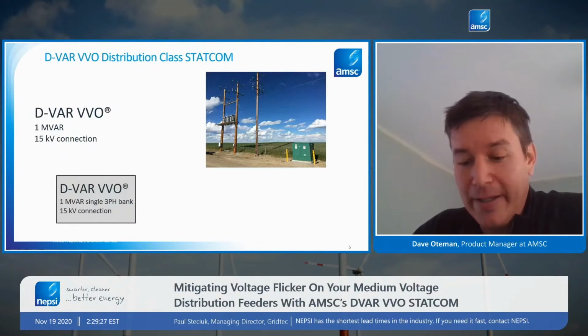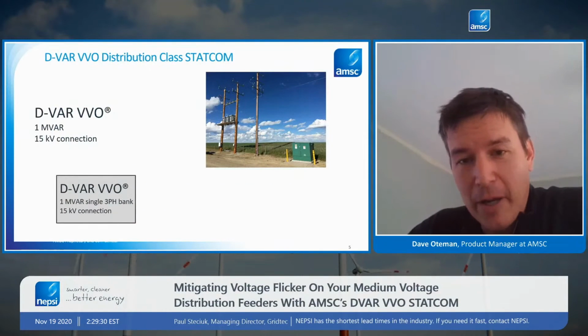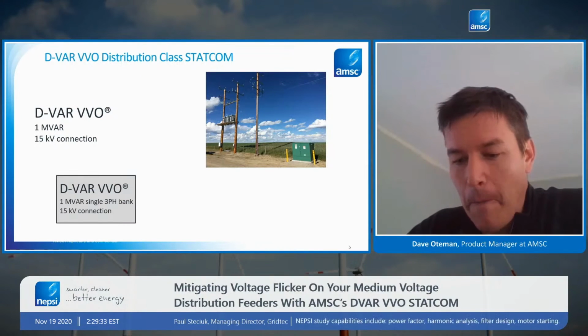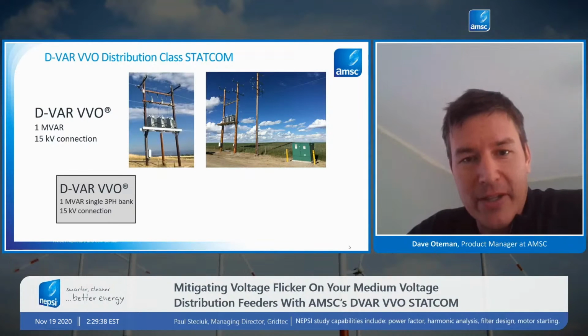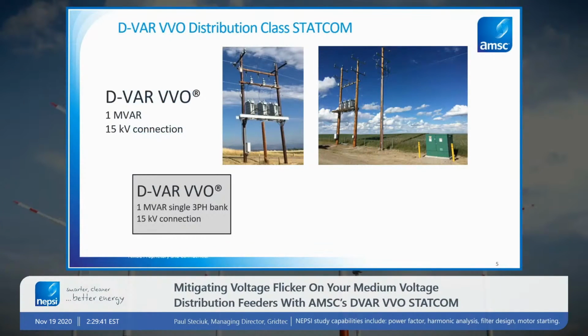And that solution really is engineered from the ground up to be distribution class equipment. So what we're showing in this slide here are installations in overhead distribution systems. On the left is a 15 kV class installation. On the right is a 25 kV class installation. And you can see that in the 25 kV class installation, there is a step-up transformer required with a riser pole, because the DVAR VVO power electronics natively operate at the 15 kV class.